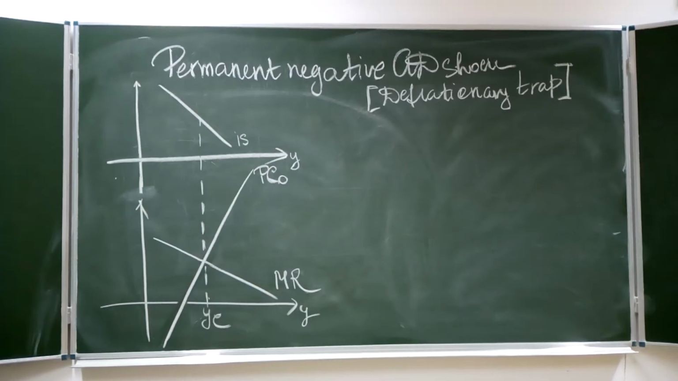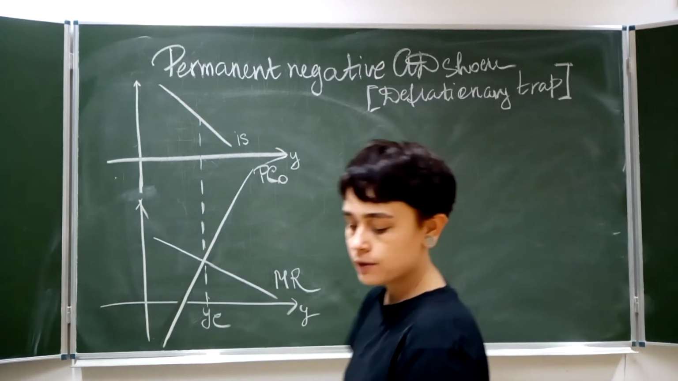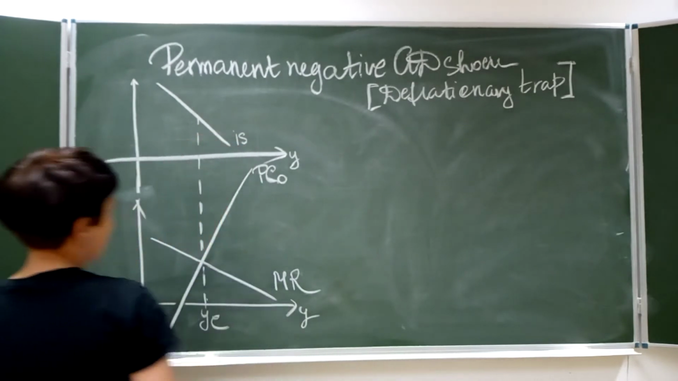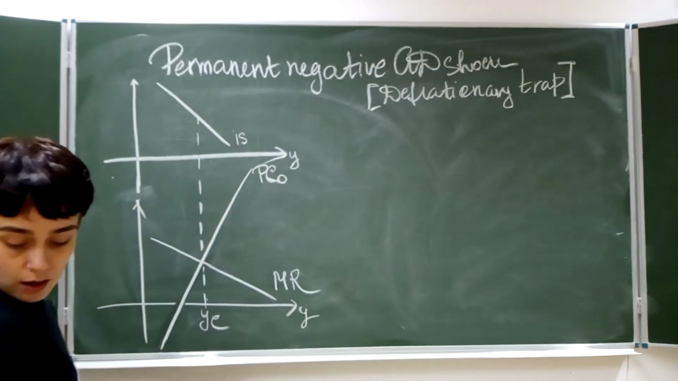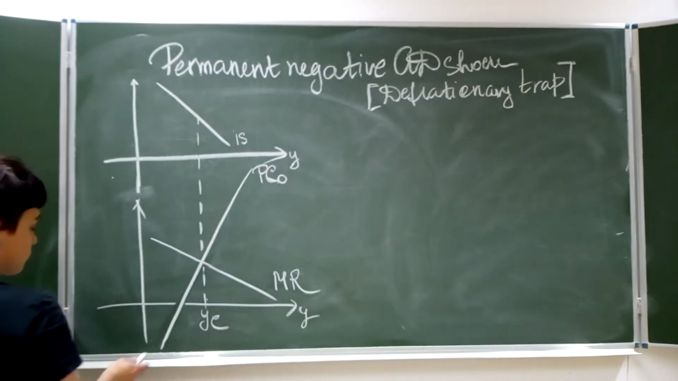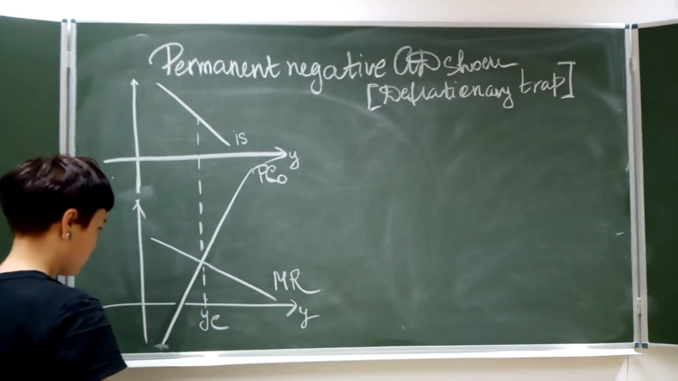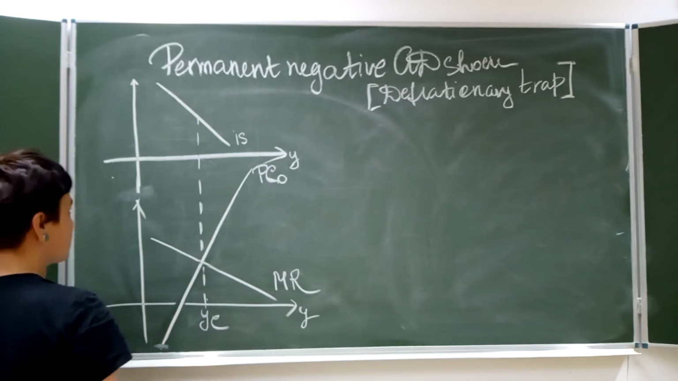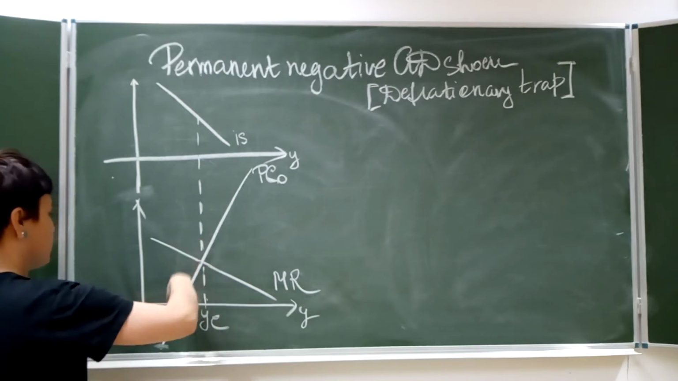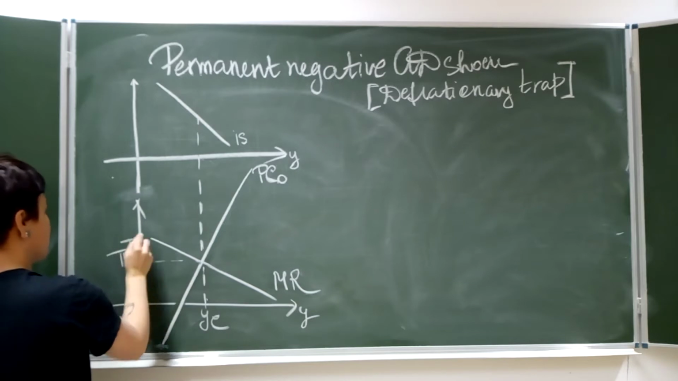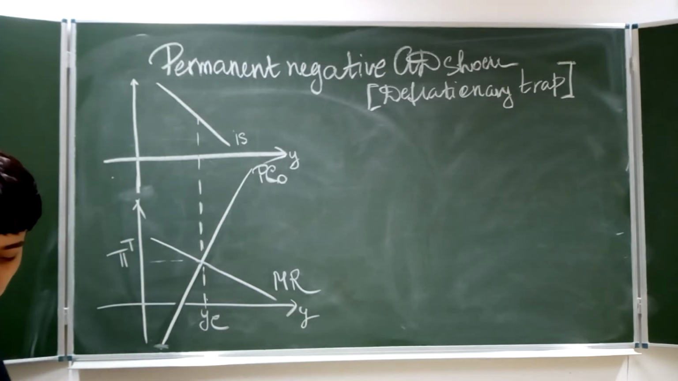Okay, so this video is about permanent negative aggregate demand shock and how it can result in a deflationary trap. And God is my witness, I hate drawing this graph. Trust me, you would like to have your Phillips curve relatively stiff, and you would like to start with a relatively high target level of inflation right now. So the story is like this.